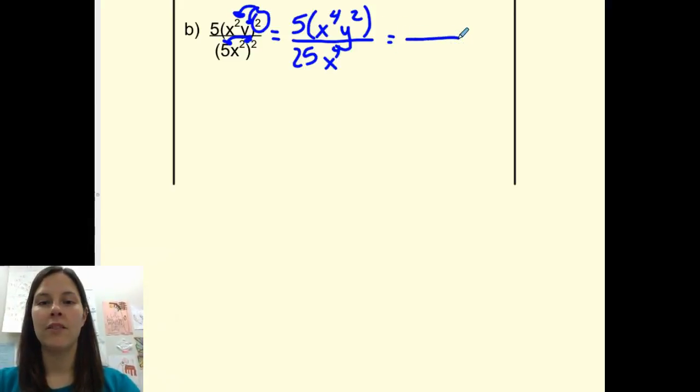5 over 25 is a fraction that I can simplify. Dividing each of them by 5 cancels in the numerator. We get 5 in the denominator. X to the 4th divided by x to the 4th will cancel, and we have y squared left in the numerator.